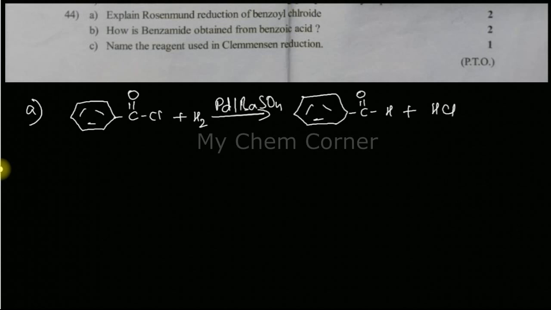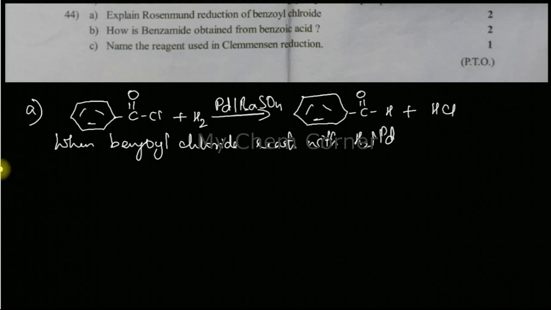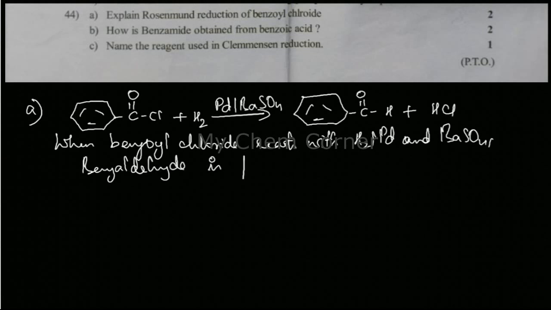Below this you can write that when benzoyl chloride reacts with hydrogen in palladium and barium sulfate, benzaldehyde is formed. So 1 mark for the explanation and 1 mark for the equation.